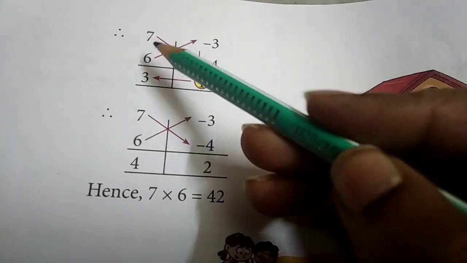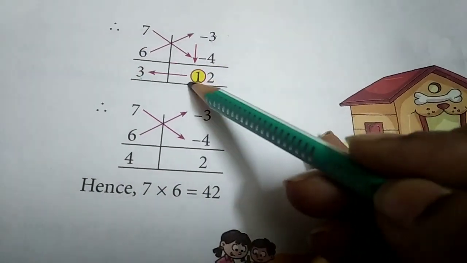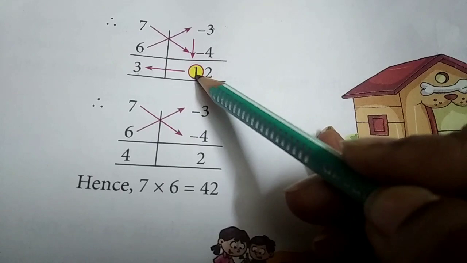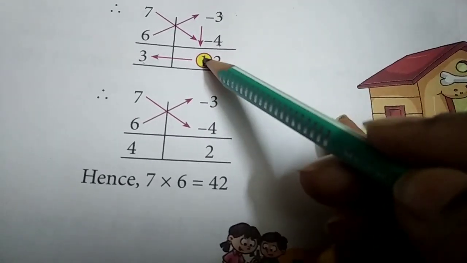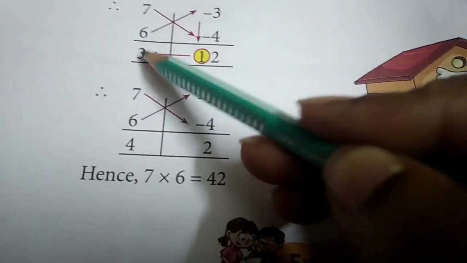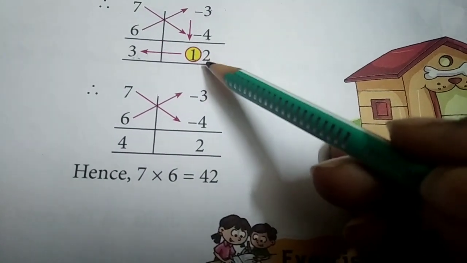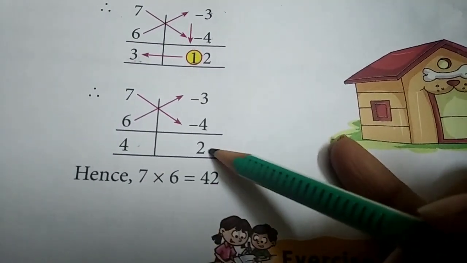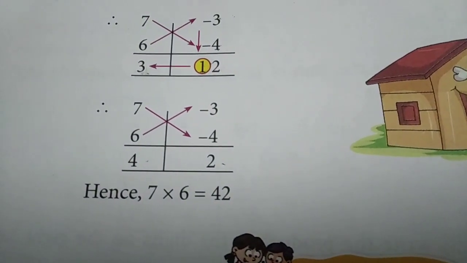So, see here. 7 minus 4, that is 3. 3 into 4, that is 12. So, 1, you got one extra digit here, that is in the tens place, right? Whatever you got in the tens place, you have to add this carry to whatever the answer you got here. So, 3 plus 1, that is 4. 4, whatever the number you got here, 2, that is 42. Understood?